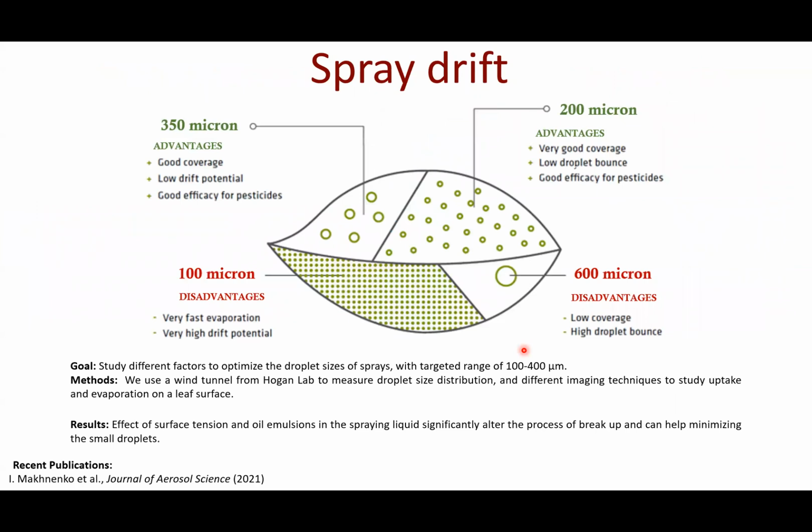We also study the different factors to optimize the droplet sizes of agricultural sprays. For this, we use a wind tunnel to measure the droplet size. We also use different imaging techniques to study the uptake and evaporation on a leaf surface.